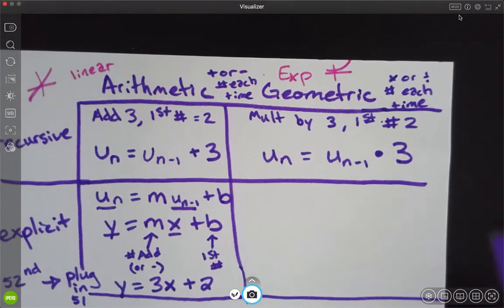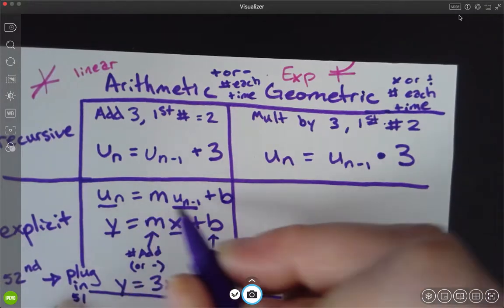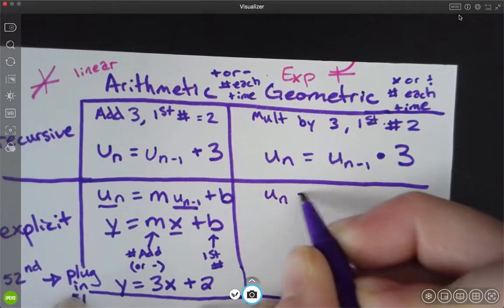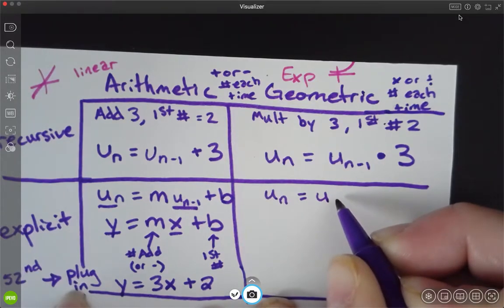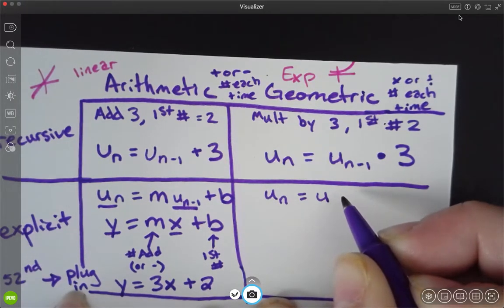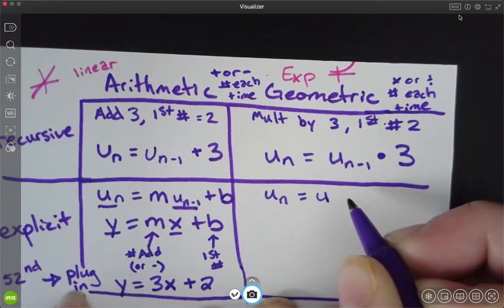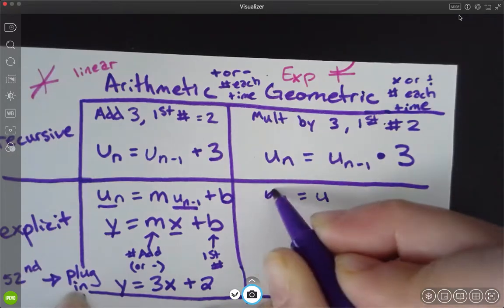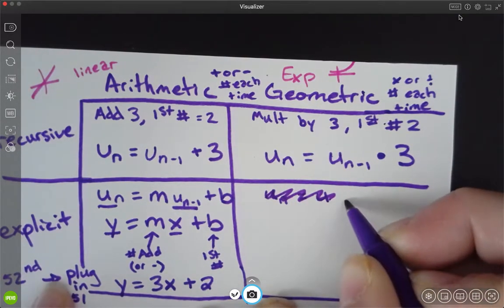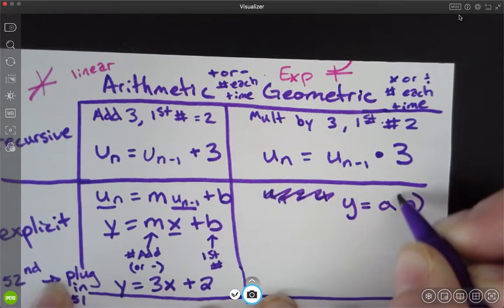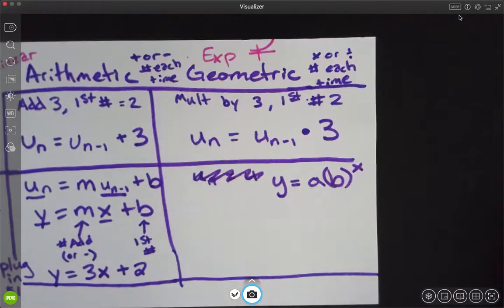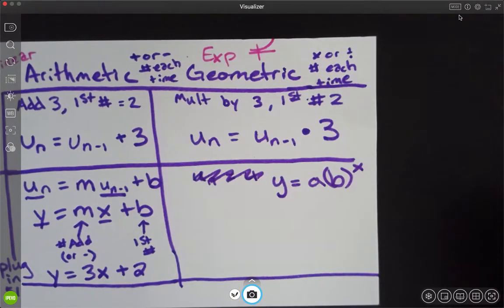Whereas in the explicit formula, it makes it really nice. The explicit formula for u sub n, I'm not going to write it with u sub n. I'm going to write it with y equals a b to the x power. I'm just going to write it like that, not with the u sub n's and all that good stuff.